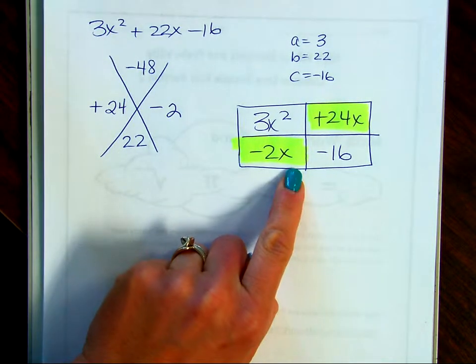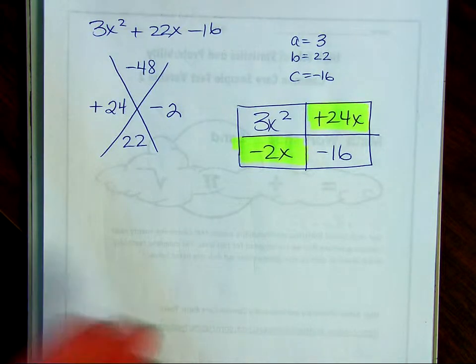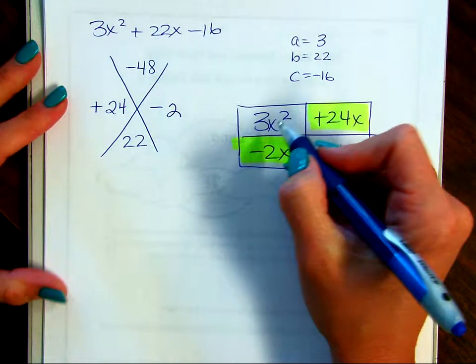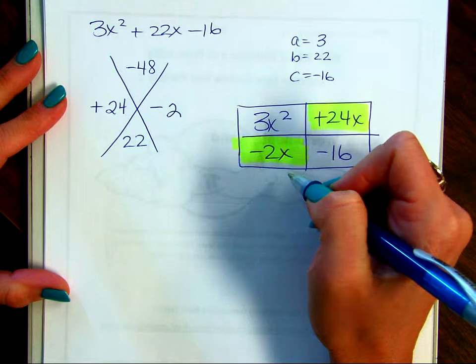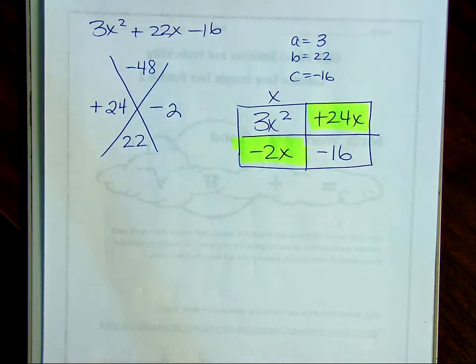Once you have the box filled out, you're on the home stretch. If you can successfully pull out the GCFs, you'll have your answers on the edges, right? So let's look at this. 3x squared and negative 2x squared. Just an x, okay?